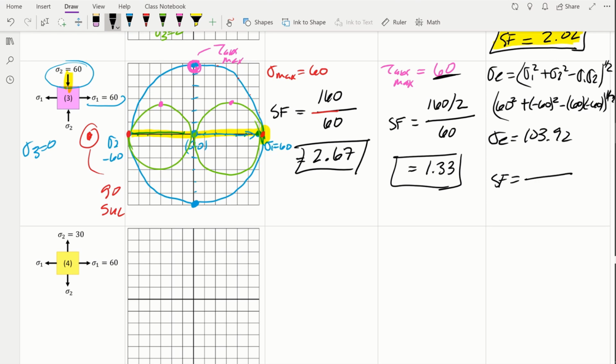We can use this value to calculate the safety factor. Safety factor says that the normally expected load, which is 103.92, cannot exceed the yield strength, which is 160 for this material. So if we plug this on the calculator, we get a value of 1.54 for this safety factor.